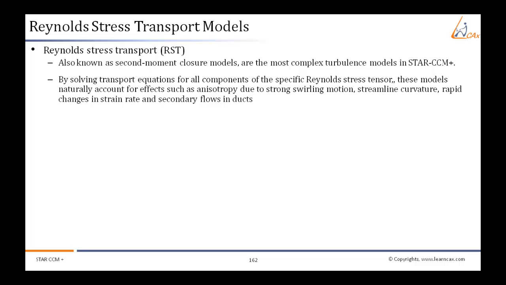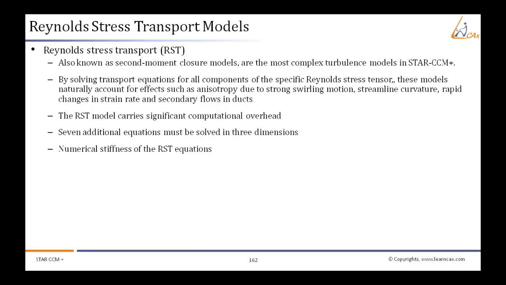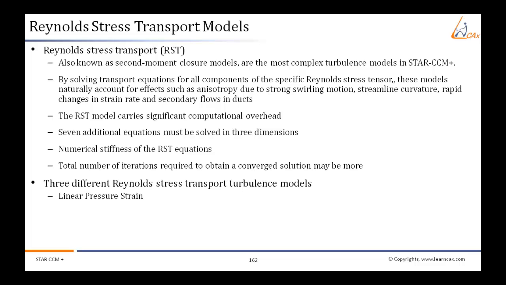But the RST model carries significant computational overhead. 7 additional equations must be solved in 3 dimensions. There are 3 different Reynolds stress transport turbulence models. They are linear pressure strain, quadratic pressure strain and linear pressure strain 2-layer.